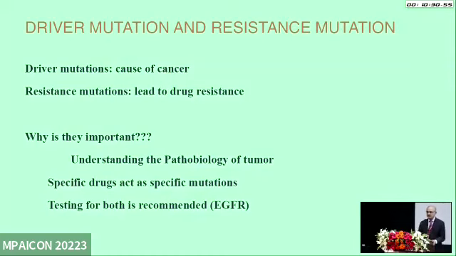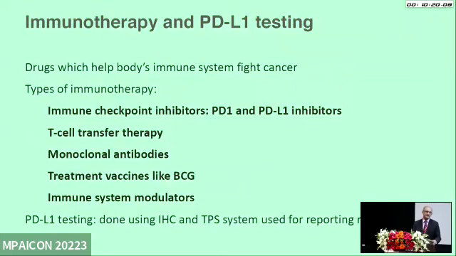Why is it important to understand the pathobiology of the tumor? Specific drugs can target these mutations, and it's important because only then can these drugs be given. And testing for both is recommended. A good example of that is the EGFR T790M mutation.